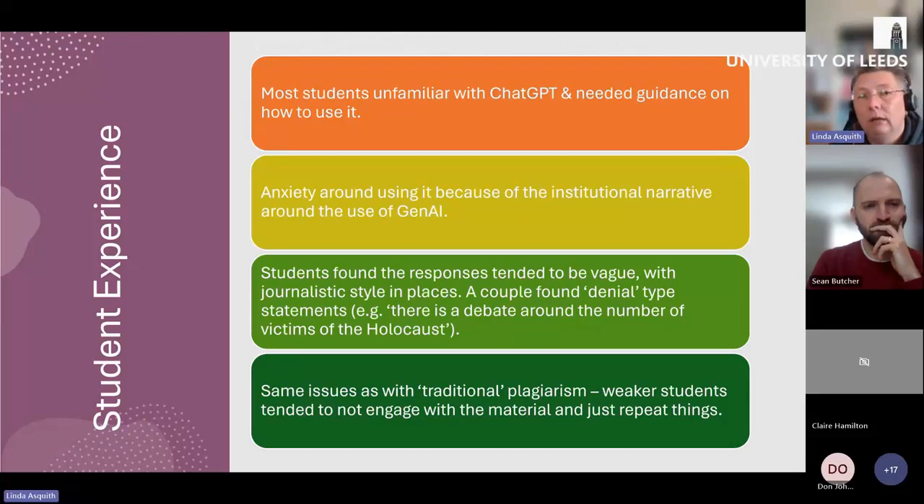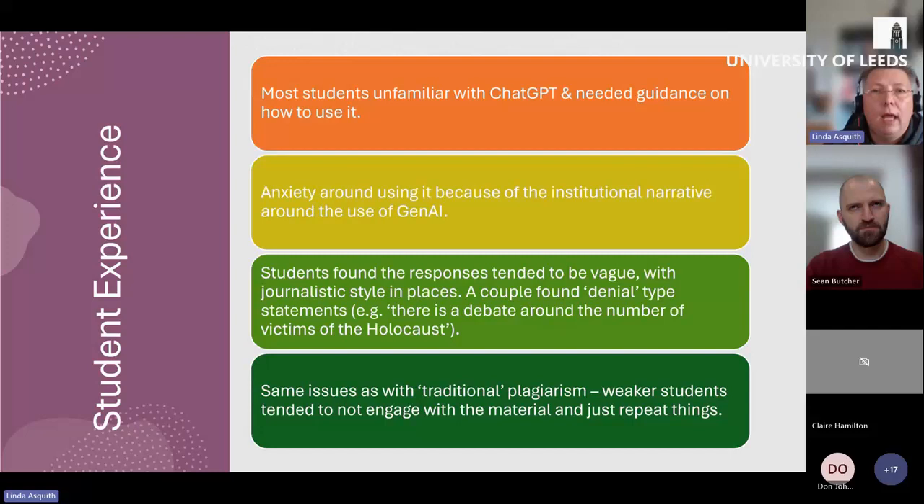What I did see as well, as far as the students go, was the same issues with traditional plagiarism. So weaker students didn't really filter. So you ask ChatGPT to write 750 words. Some students didn't include that bit, so it just spewed out a load of things. Some students basically just repeated it and said ChatGPT is right, and then just talked about that for a while rather than actually evaluating the response or engaging with the academic sources.